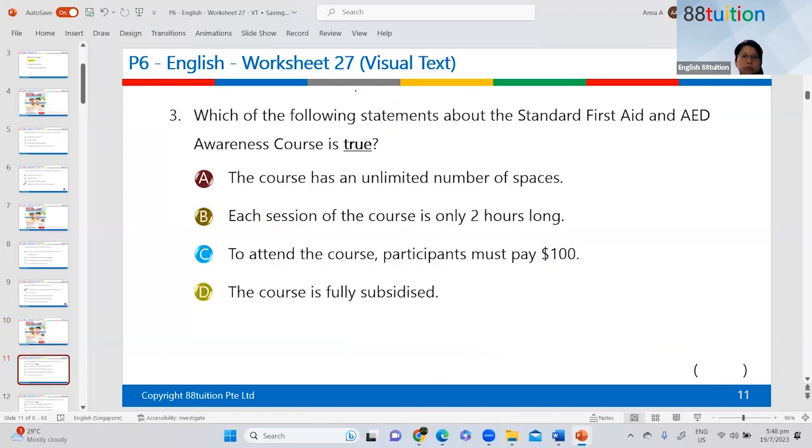Which one of the following statements about standard first aid and AED is true? Which one is true? The course has an unlimited number of spaces. Each session of course is only 2 hours long. To attend the course, participants must pay $100. The course is fully subsidized.